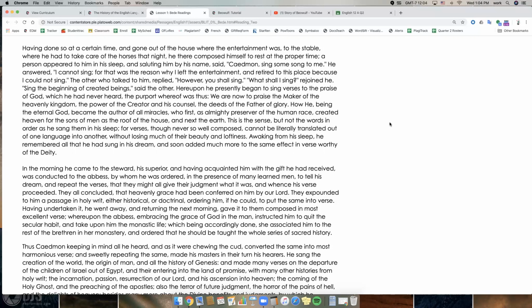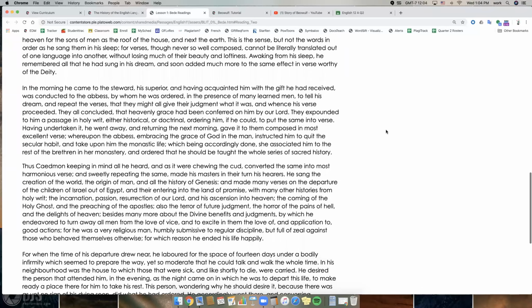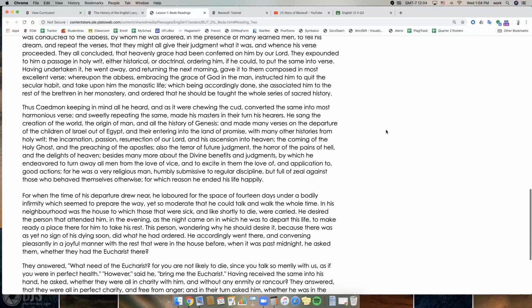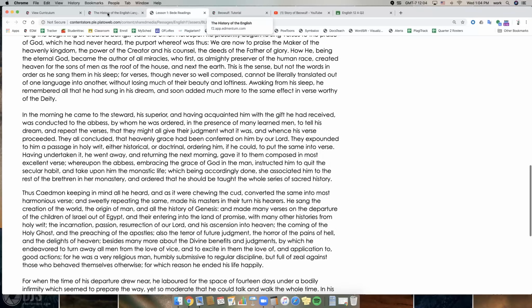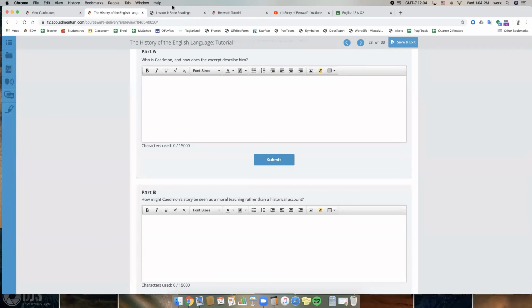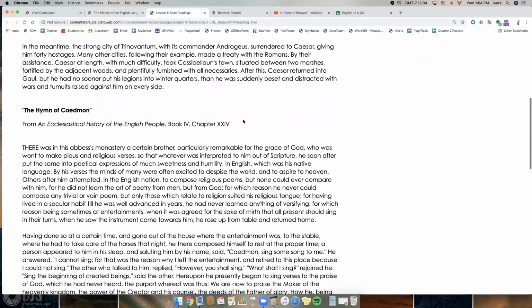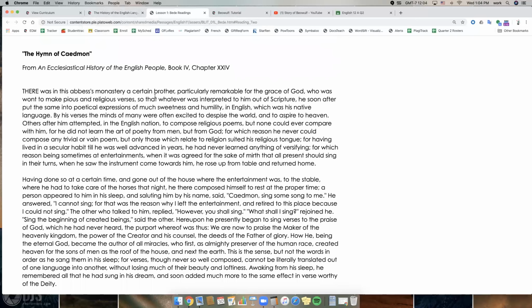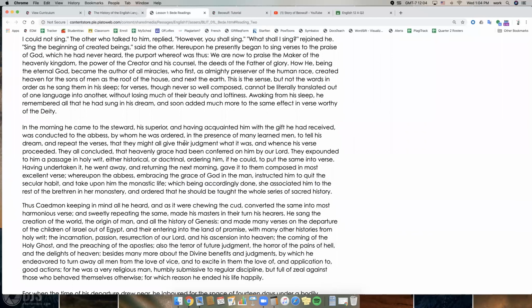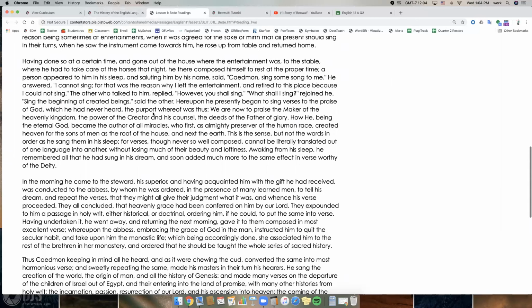So Caedmon is a farm herder and poet. Okay, so that's who he is. Let's see. And how does the excerpt describe him? So he's very pious. Pious is somebody who is super religious, really the only thing that they care about is their religion and making sure that everything they're doing is in glory of God.